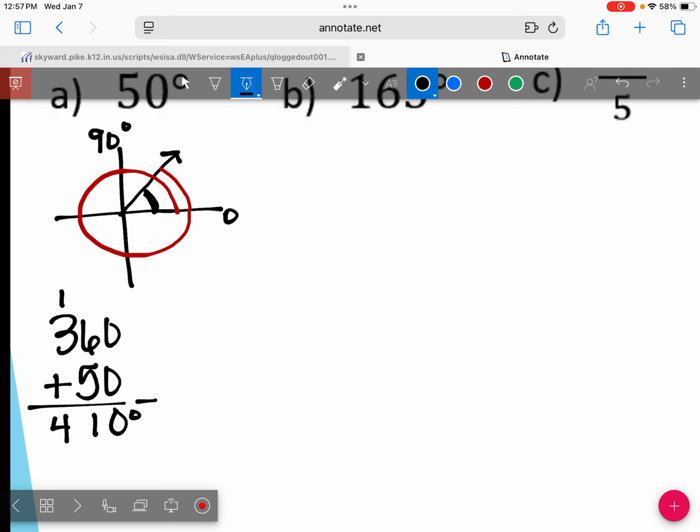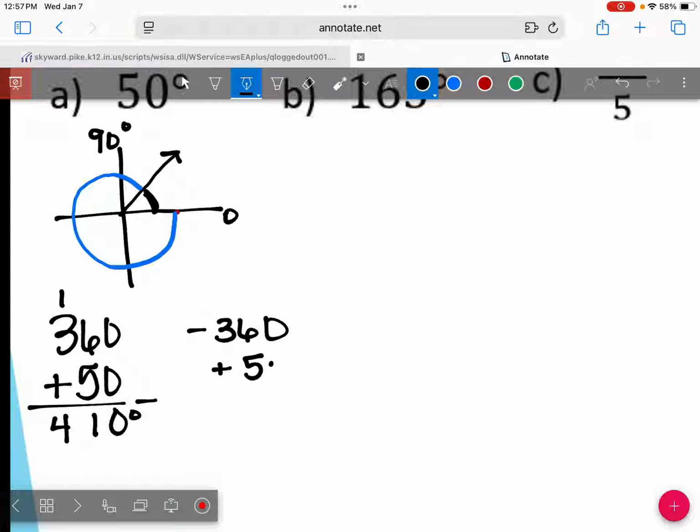Okay? But now, let's say I want to go the other direction. So what if I want to start here at the 0 and rotate the other direction and stop at the same place? All right, well then that means I'm subtracting 360. So this is where it gets a little icy. I'm going to put my negative 360 at the top, and then I'm adding to it 50. So you want to put the bigger number on top. Now you're going to go ahead and subtract.